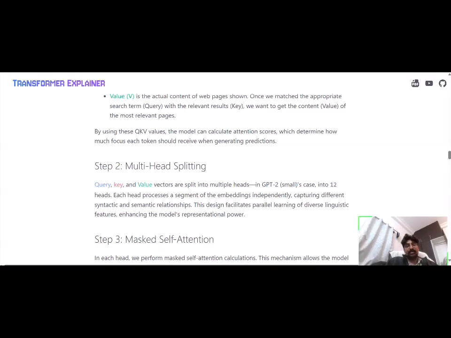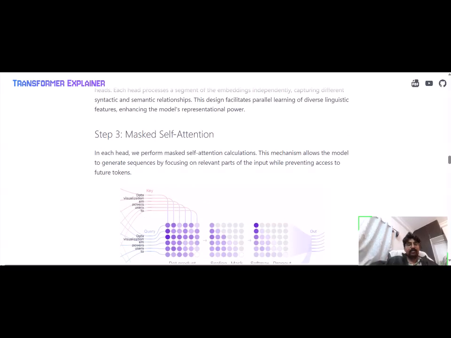Now we will understand the second step, multi-head splitting. For example, the key, query and values are split into multiple heads. In GPT-2 we have 12 heads. Each head processes a segment of the embedding independently and captures different syntactic and semantic relationships. The design facilitates parallel learning of diverse linguistic features, enhancing the model's representation power.